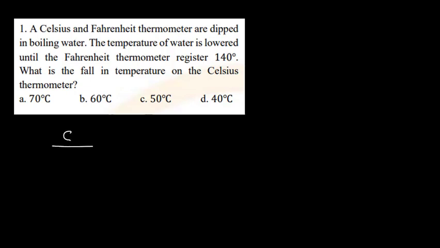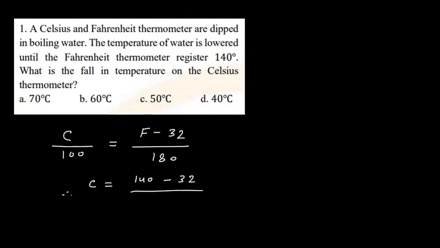So the basic formula which we know is that C upon 100 is equal to F minus 32 divided by 180. So from this we get the value of C. C is equal to F, which is 140, minus 32, divided by 180, and this 100 goes over and it will be into 100. You can calculate it: 140 minus 32 divided by 180. I am calculating with a calculator, into 100.